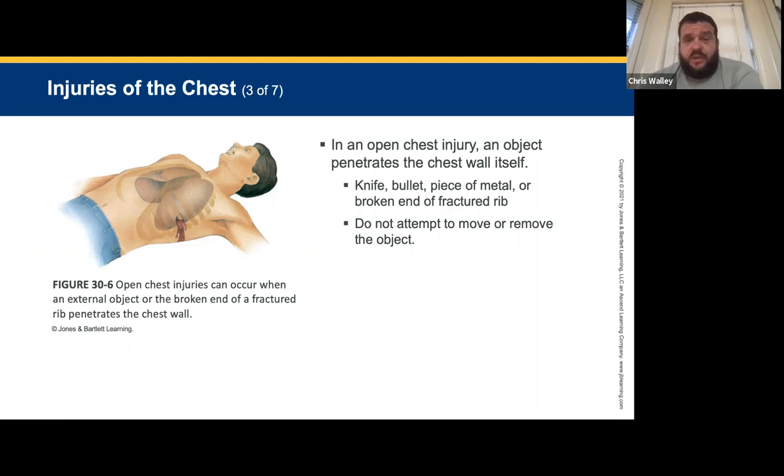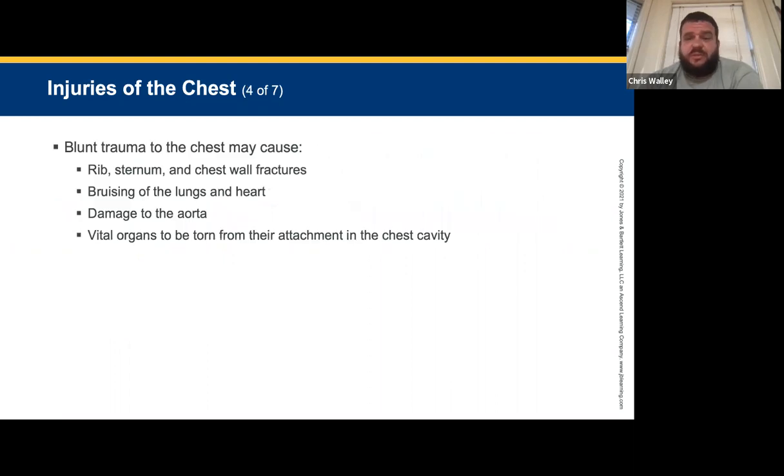To have surgery. So a blunt trauma to the chest may cause rib fractures, damage to the sternum and to the chest wall. You're going to have severe bruising to that area. You may have visible bruising to the chest, black splotches, depending on what was hit.